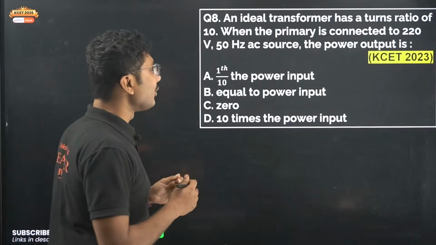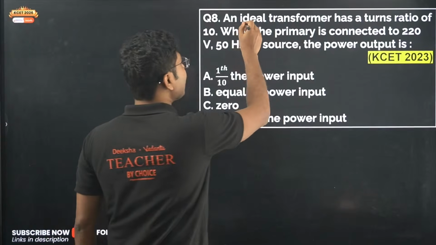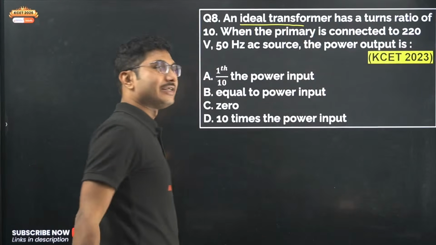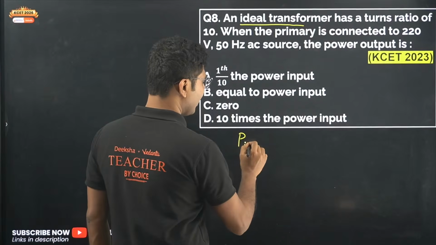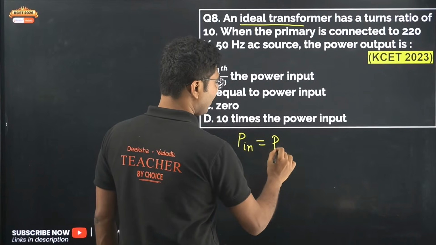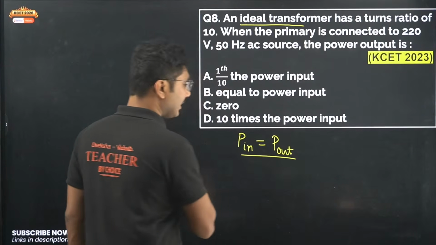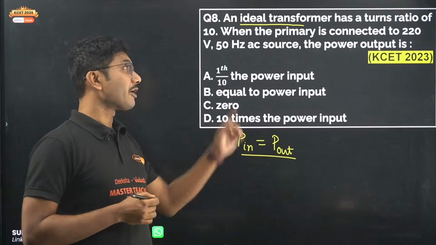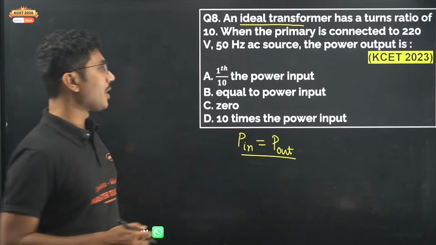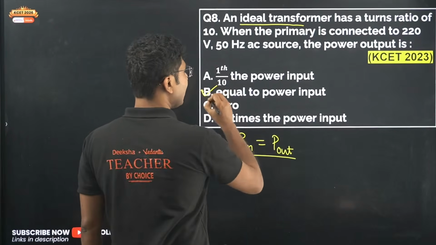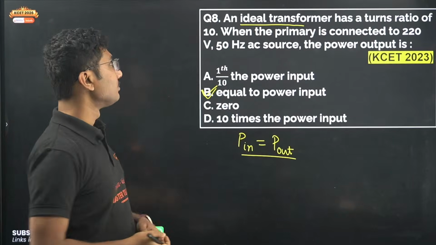Yes, you don't need to read anything anywhere, you just read this term, ideal transformer. In an ideal transformer, power in equals power out. No matter what the turn ratio is, it is independent of turn ratio as long as it's an ideal transformer. So power input will always be equal to power output.